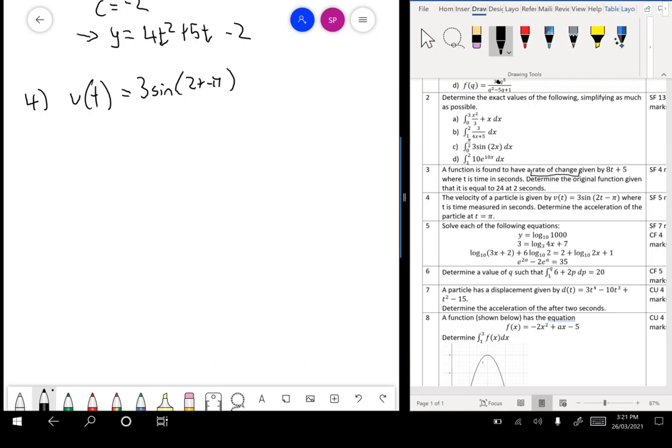I know that acceleration is the rate the velocity changes at, so I'm just going to differentiate to find it. So the acceleration over time is going to be the velocity differentiated over time. I need to differentiate this. Chain rule problem. Outer function 3 sine, inner function 2t minus pi.